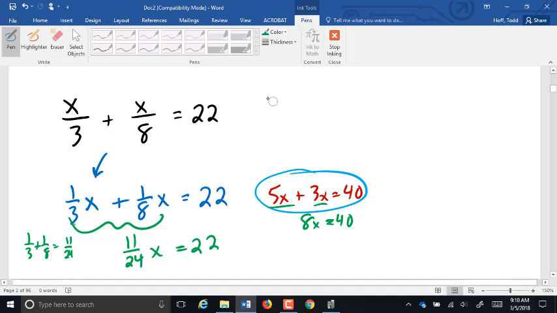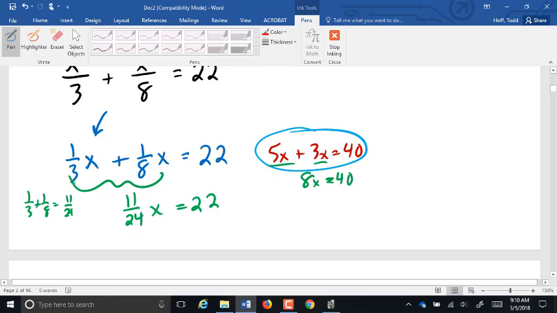And then we would divide by the 11/24. That divides out, so x equals 22 divided by 11/24, which is 48. So x equals 48.